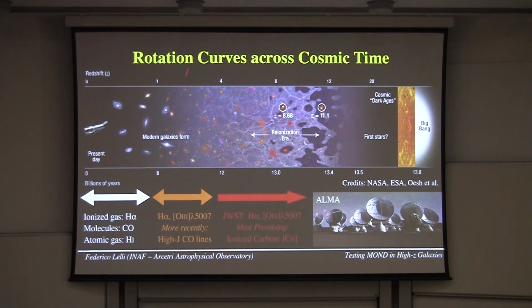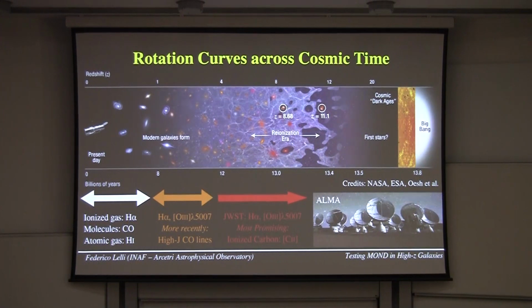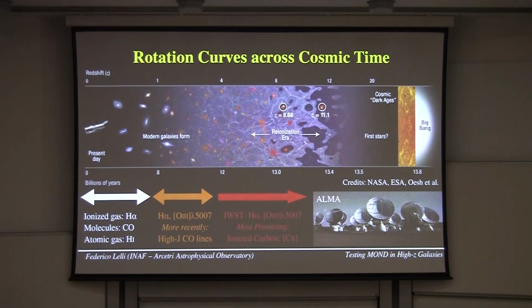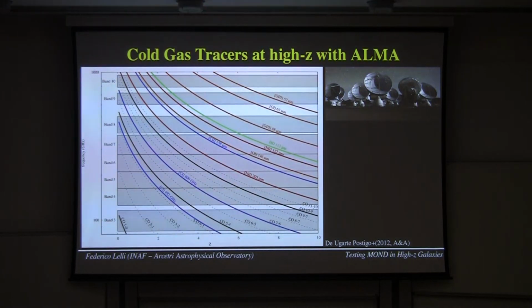So let me start with the redshift window between 1 and 3.5, that is typically called the cosmic noon. And in this talk, given the limited time, I will just focus on CO lines from ALMA, because cold gas, in my opinion, is actually a more robust tracer than ionized gas, especially at high z. So this is a plot of the frequency bands covered by ALMA versus redshift, and the different lines show the observability of different emission lines.